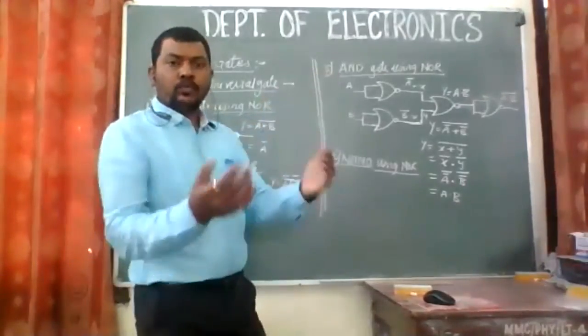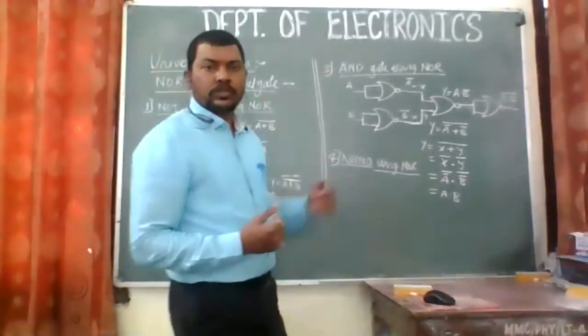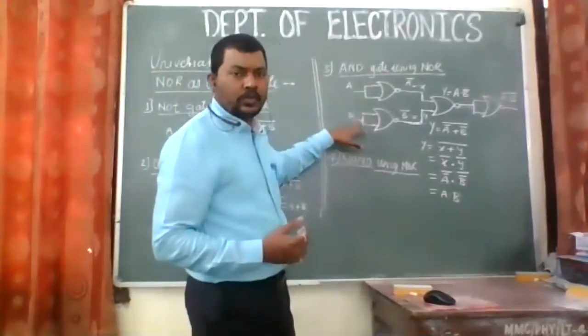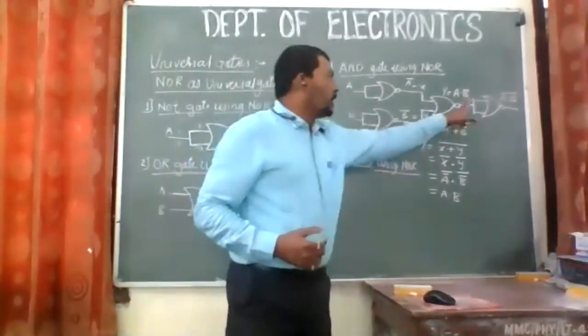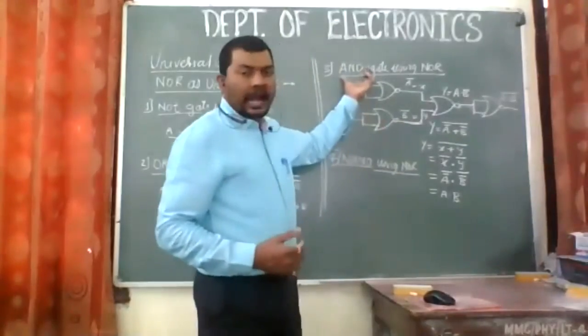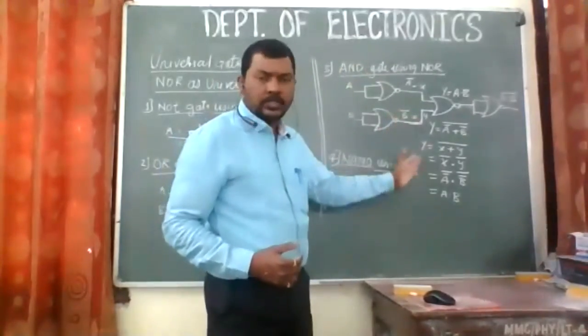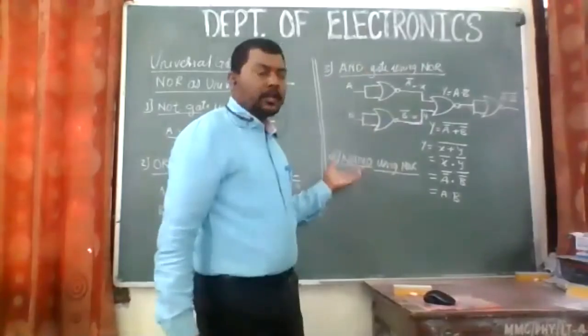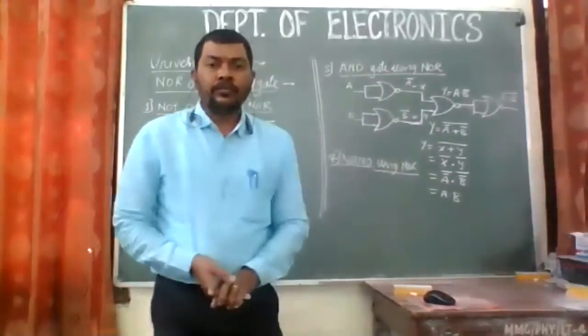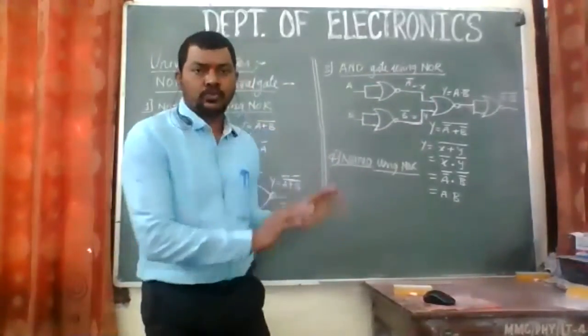Again, for AND gate, you have to connect NOT gate in front of those gates. So I have made two NOT gates over there and connected to another NOR gate. This much circuit will work as AND gate, right? And this is the equation that we have done. And to make NAND gate, we can put another NOT gate in front of that. So I guess you have understood.